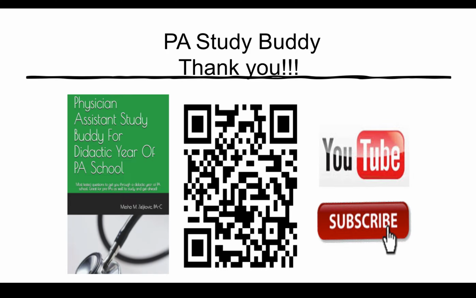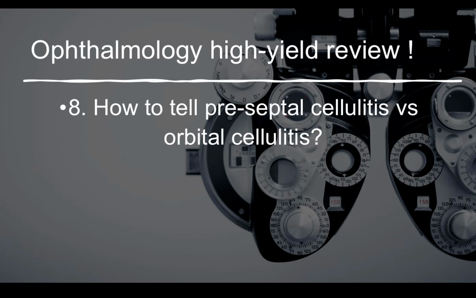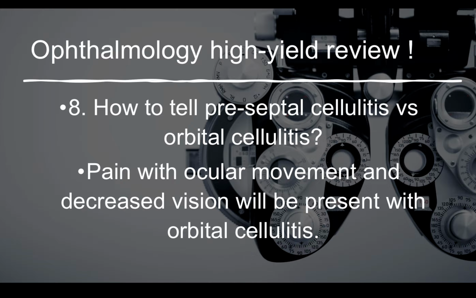So here we go. Question number 8. How to tell pre-septal cellulitis versus orbital cellulitis. So in the question stem, they're going to try to trip you. They're going to ask you about pre-septal versus orbital cellulitis, and the easiest way to differentiate is pain with ocular movement and decreased vision, which will be present with orbital cellulitis. So in the question stem, if the patient has pain with moving their eyes and they describe decreased vision, you should be thinking about orbital cellulitis.